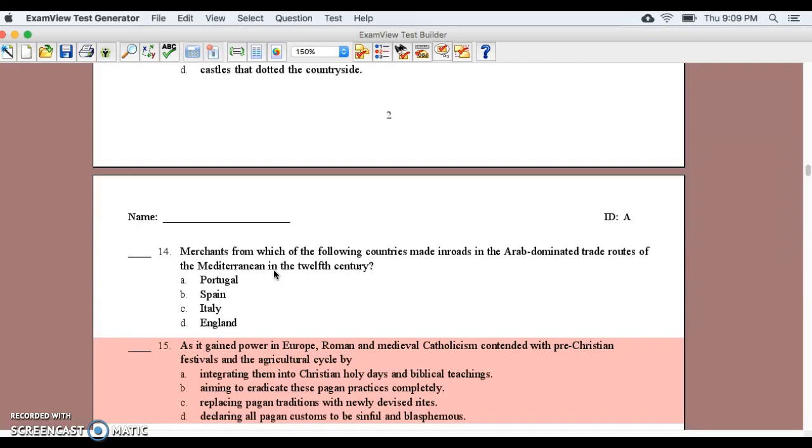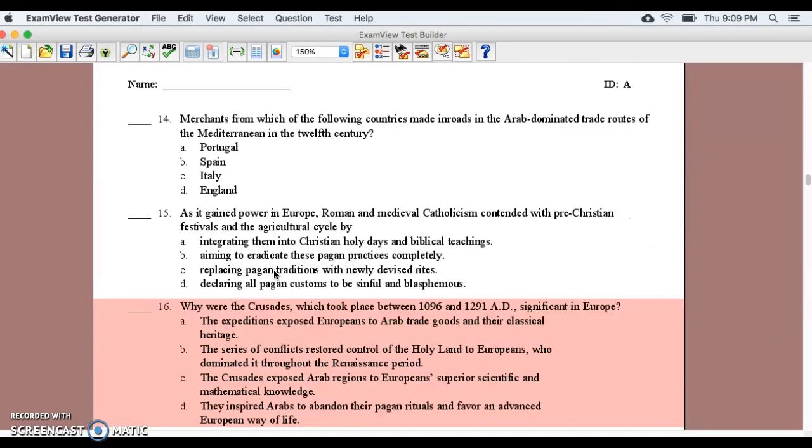Power in Europe: Roman and medieval Catholicism contended with pre-Christian festivals and agricultural cycles. So, again, this is the pre-Christian festivals. We're talking about pagan festivals and things like that, and people whose lives were dominated by geography and other factors. So look into that. The textbook talks about that in detail in chapter 1. Why were the Crusades, which took place between 1096 and 1291, significant?